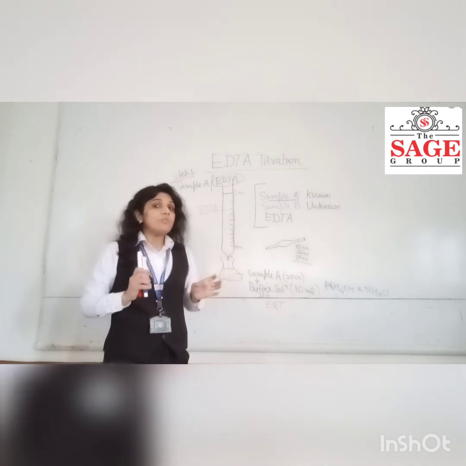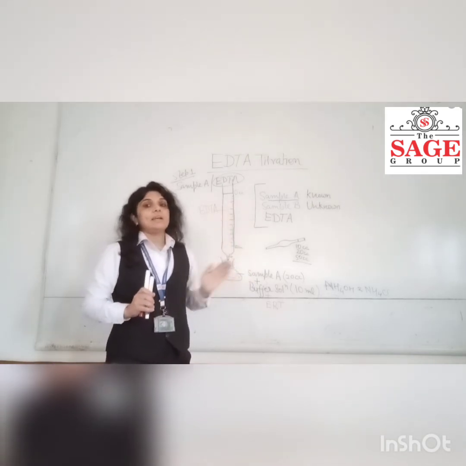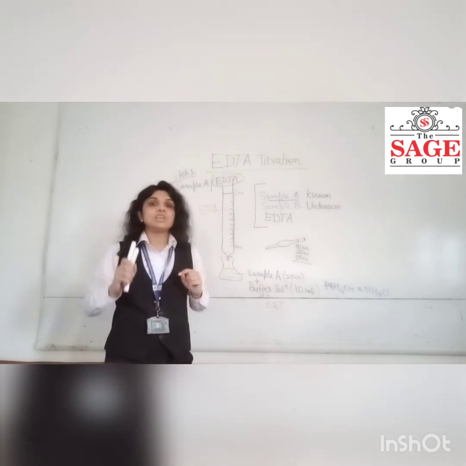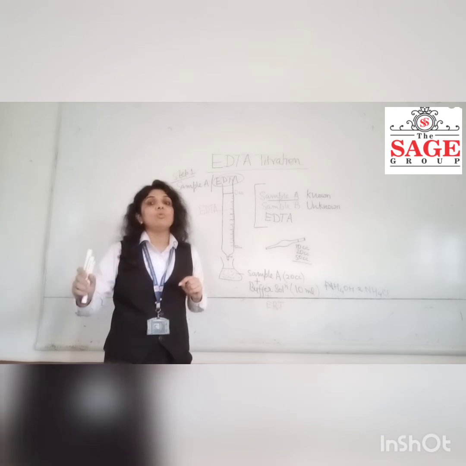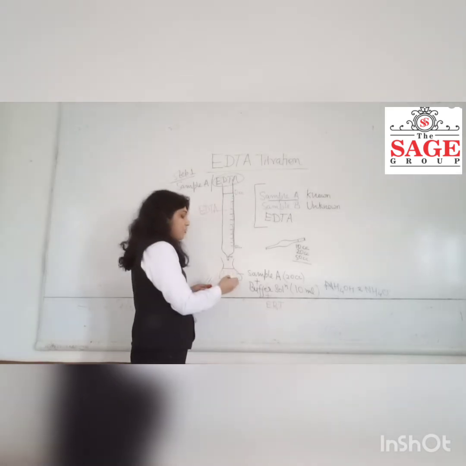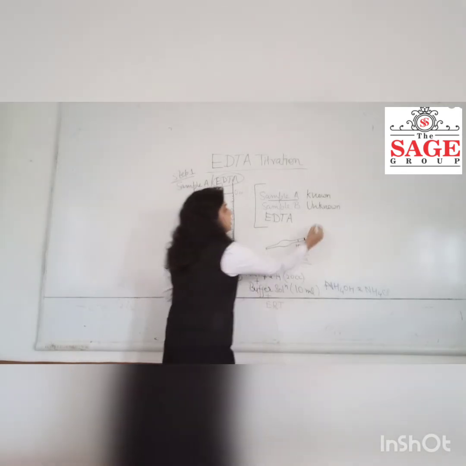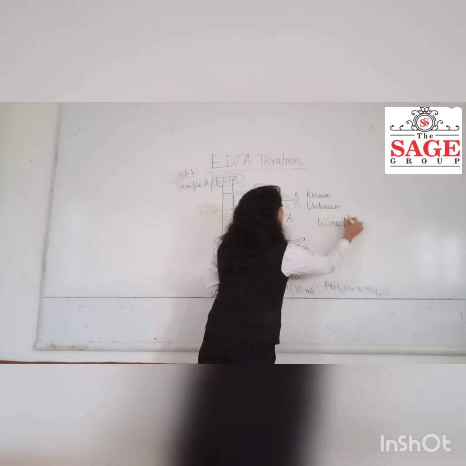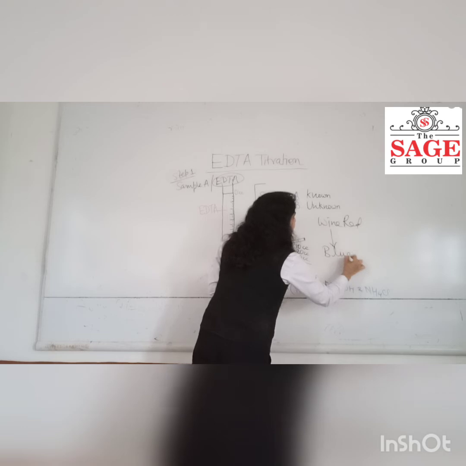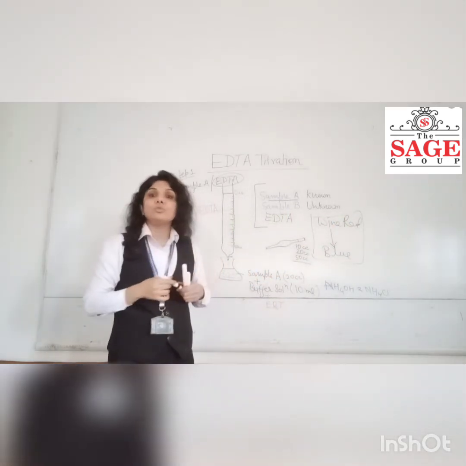What will be the end point? We have to titrate it till the end when we get a blue color. A change from wine red to blue is the end point. In the starting, the color was wine red, and wine red changes to a blue color. So that will be the end point, and that reading we have to note down.